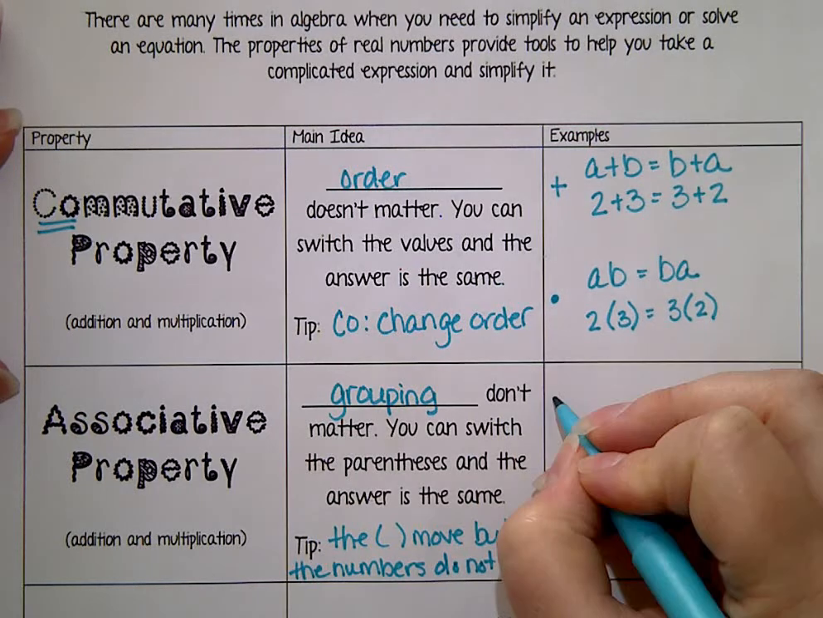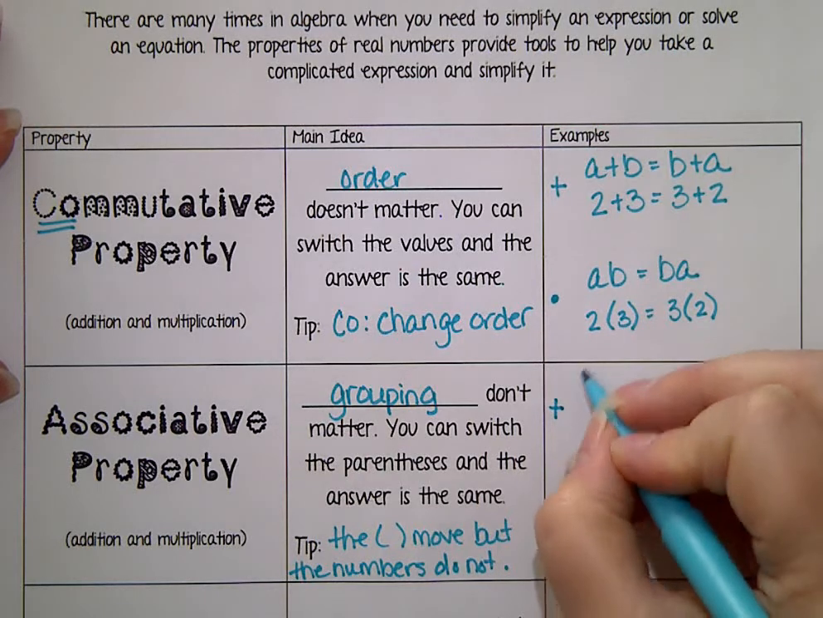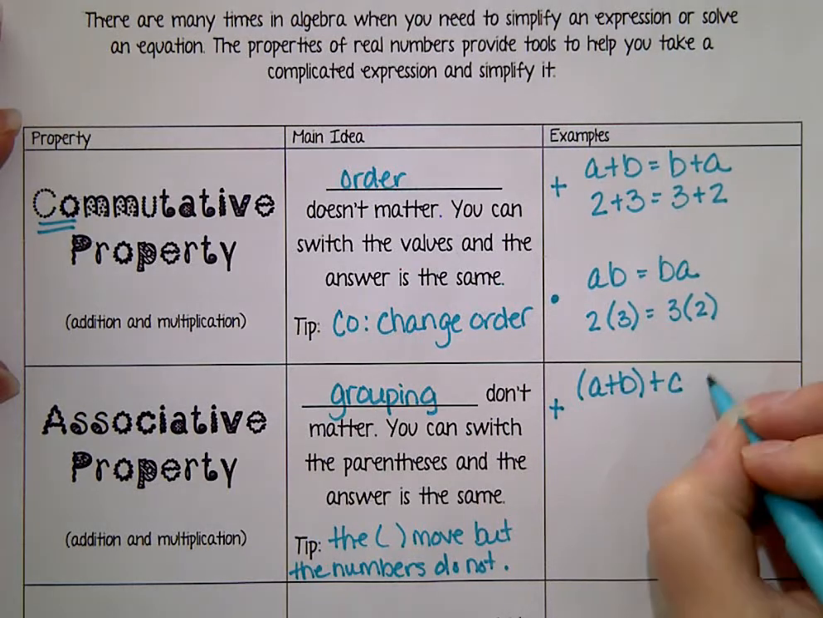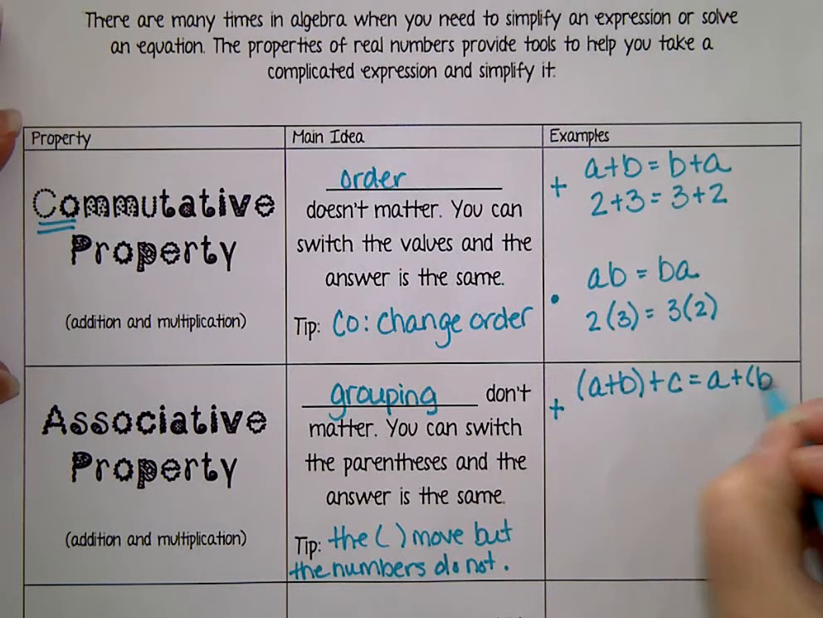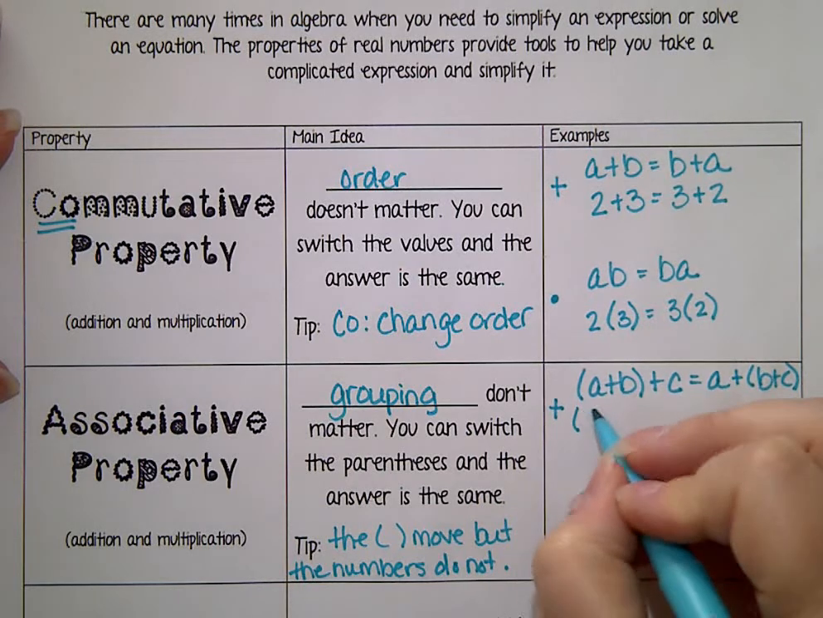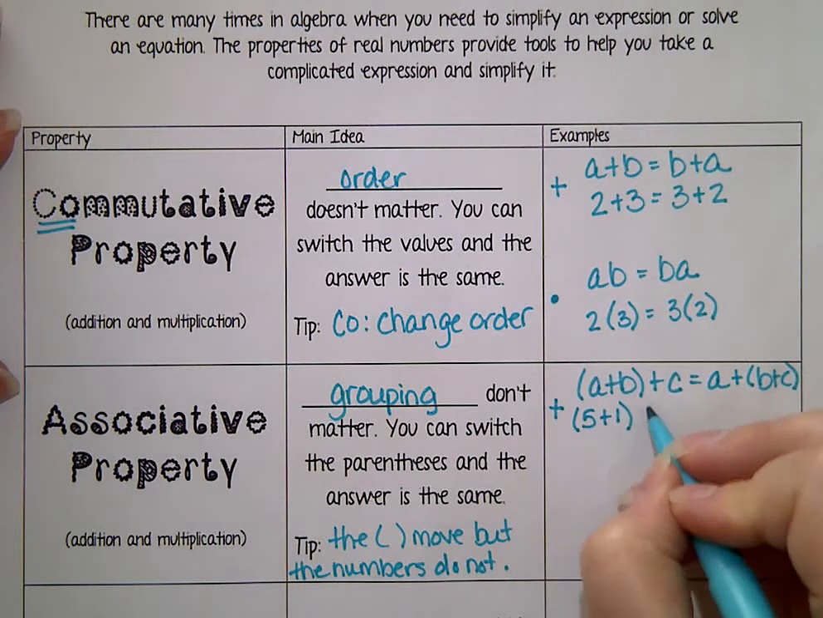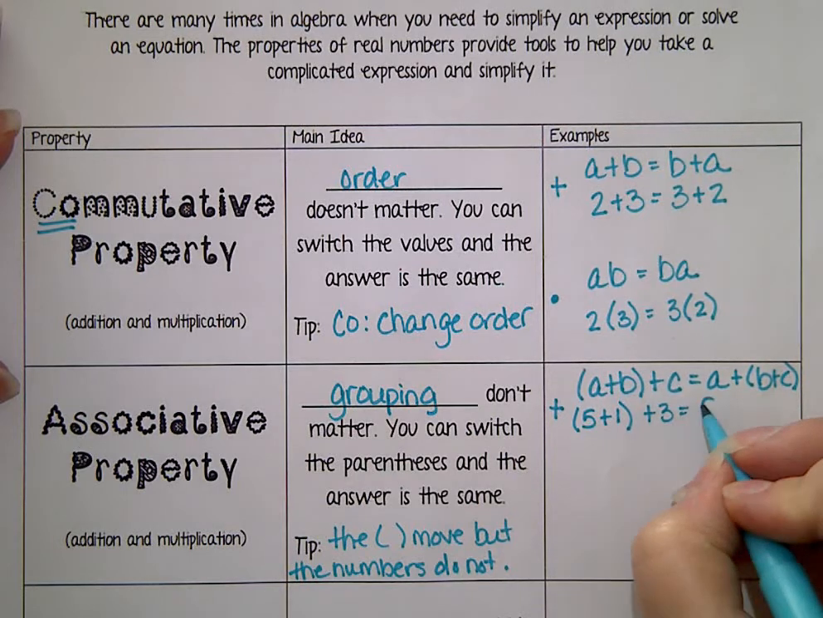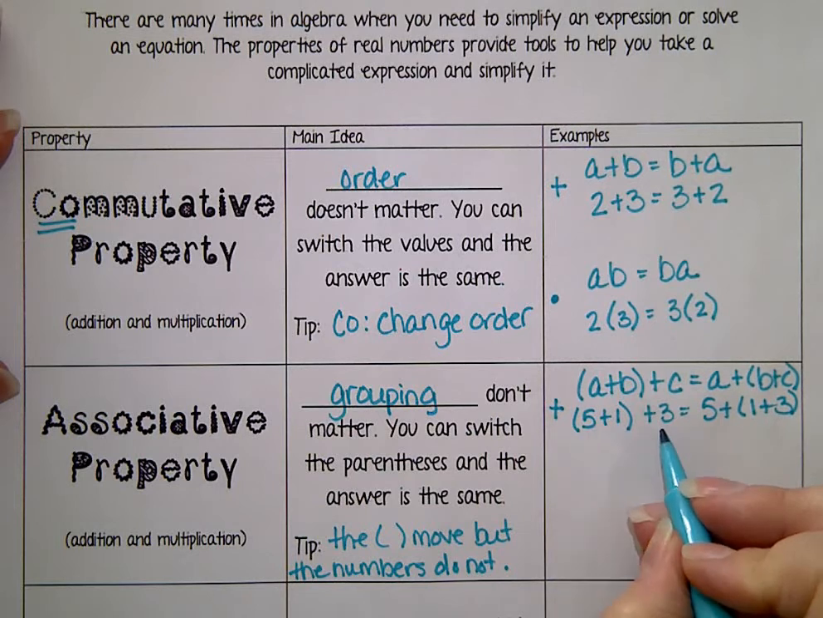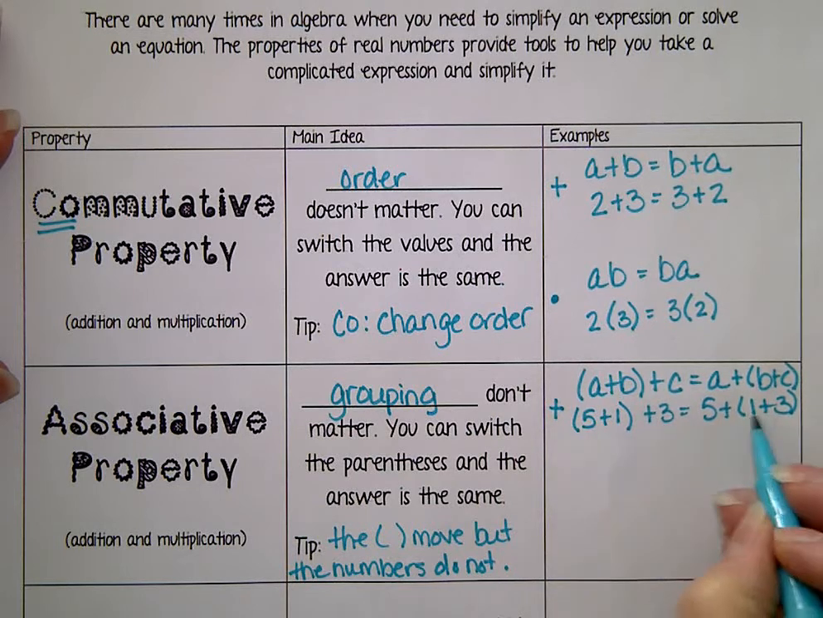Again, this property works for both addition and multiplication only, and it looks like this. If I have A plus B inside the parentheses, plus C on the outside, my answer will be the same as A on the outside, plus B plus C on the inside of the parentheses. Let's look at this with numbers. 5 plus 1 plus 3 is going to equal 5 plus 1 plus 3. 5 plus 1 is 6, plus 3 is 9. 1 plus 3 is 4, and 5 plus 4 is also 9.